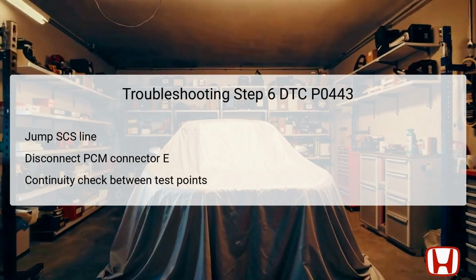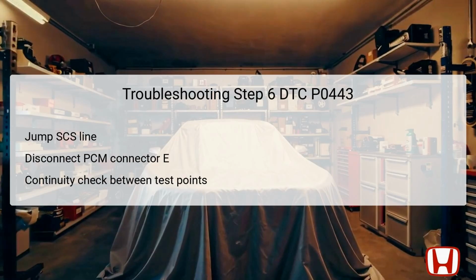The 6th troubleshooting step mirrors previous wiring continuity checks but focuses on the PCS, Purge Control Signal Line. Following the same procedure, the technician jumps the SCS line with the HDS and disconnects the PCM connector E again to isolate the circuit. Continuity is then tested between the EVAP canister purge valve 2P connector and the designated PCM test points. Finding continuity here indicates that the wiring is functioning properly. If not, it suggests an open circuit exists in the wiring.